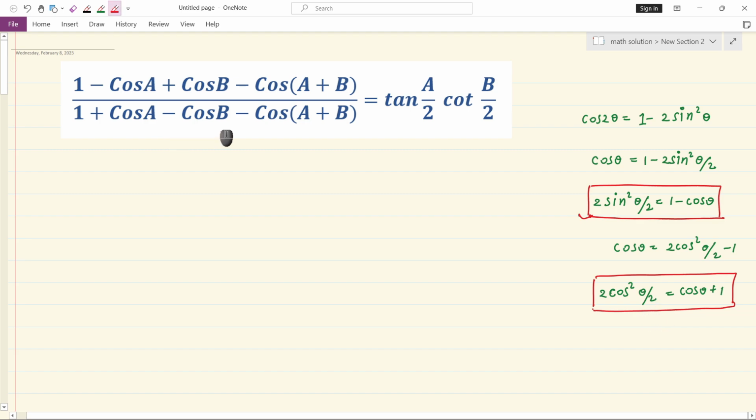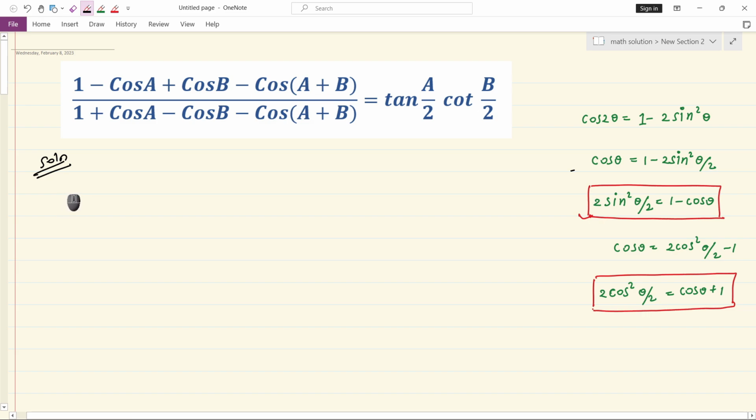Okay, now let's start solving this question. I am going to solve it by taking the left hand side. Solution: you must remember these two formulas. I have kept them in the red bracket. And how I got these formulas, you can see here: we have the formulas cos theta equals 1 minus 2 sine square theta by 2, and cos theta equals 2 cos square theta by 2 minus 1. I got these formulas from these parent formulas. So now let's move on to prove it.